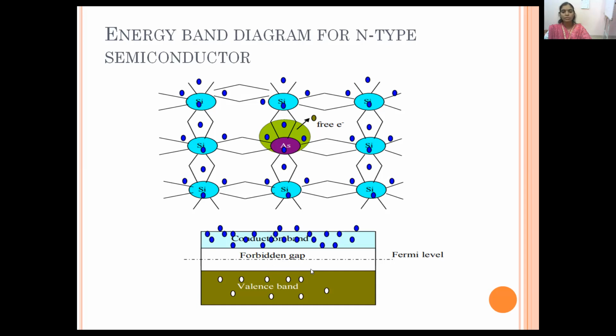So in an N-type semiconductor, electrons are the majority charge carriers and holes are the minority charge carriers. Since the current conduction is predominantly by free electrons, it is called an N-type semiconductor, where N means negative.